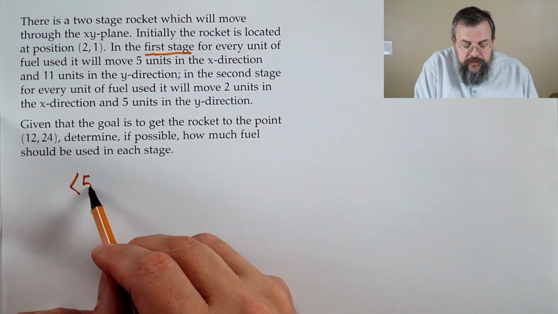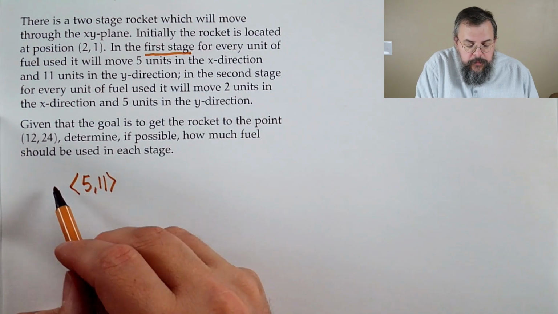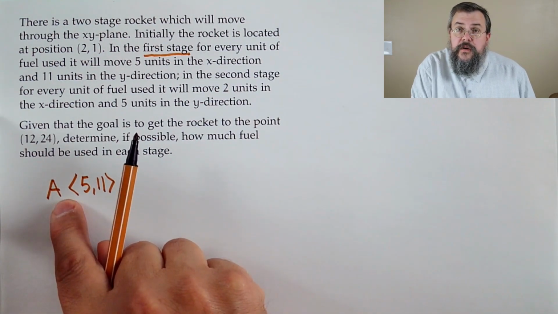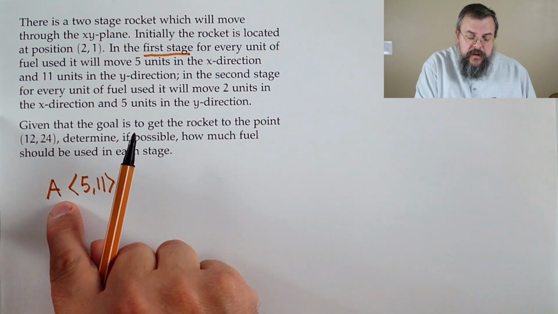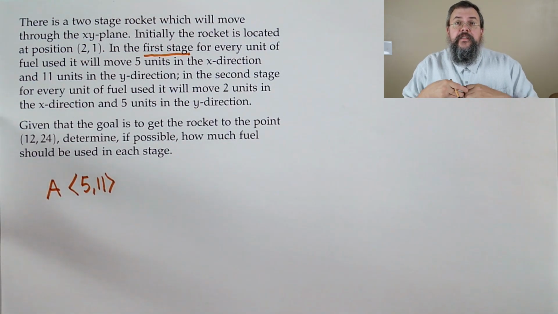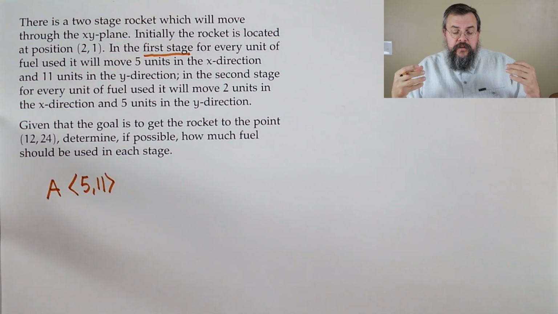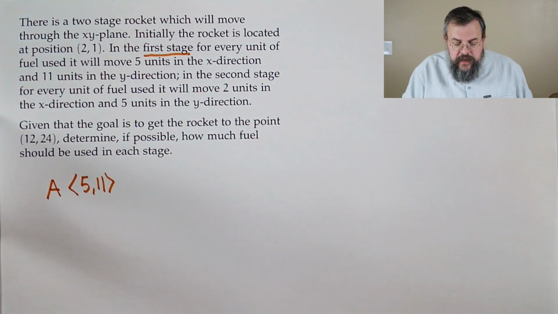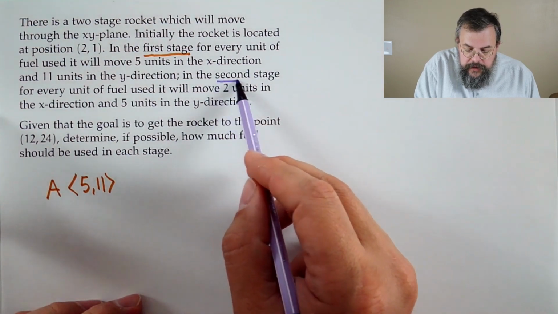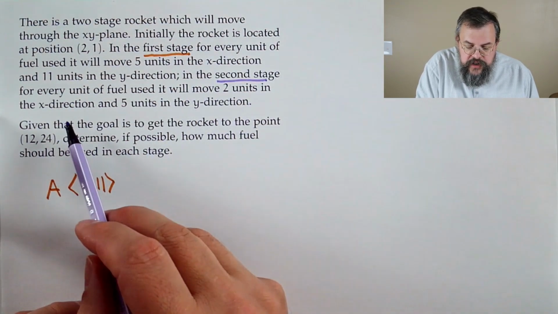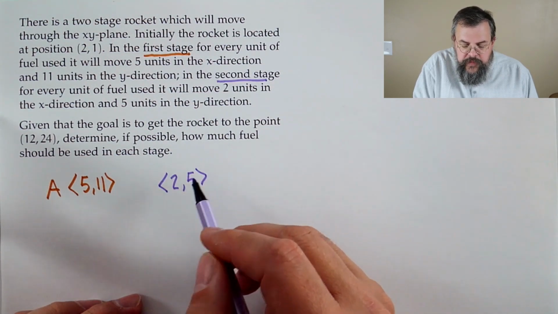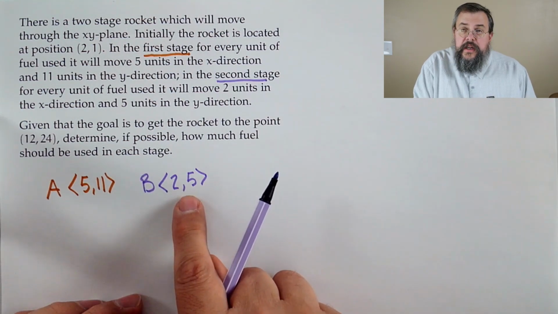So what we have is 5, 11, and we'll times that by A. So A, we can think of as how many units of fuel. However many units of fuel we have times (5, 11), that's going to be the net change that we're going to have as a consequence of that first stage. In the second stage, what happens? Well, in the second stage, we're going to move 2 in the x direction and 5 in the y direction. So 2, 5. So that's going to be the change in stage 2.